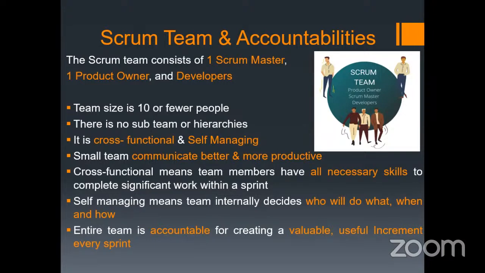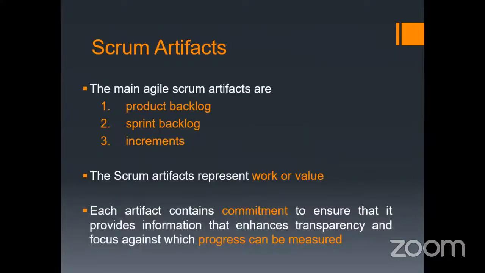So here we discussed the 5 events in the last slide, and in this slide we discussed the Scrum team. Then we are discussing the Scrum artifacts. There are 3 Scrum artifacts: product backlog, sprint backlog, and increment.